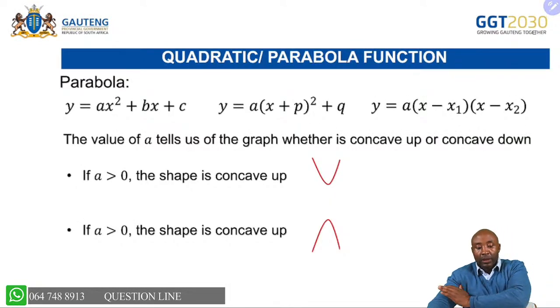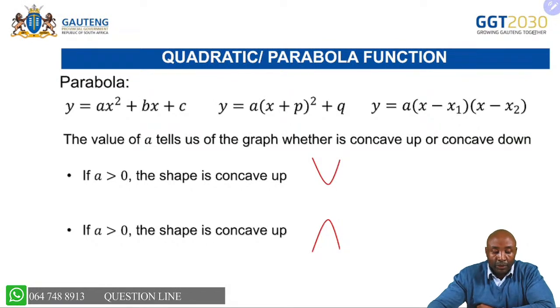I will quickly talk about the characteristics of our parabola or quadratic function. The parabola, we have three forms of the equation. You can have y is equal to ax squared plus bx plus c. We call that one the quadratic form. Y is equal to a bracket x plus p squared plus q. We call this one the turning point form. And we also have y is equal to a x minus x1, x minus x2. And we call this one the intercept form.